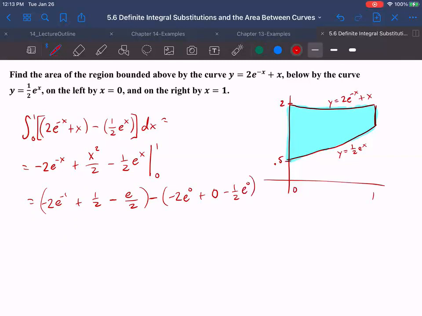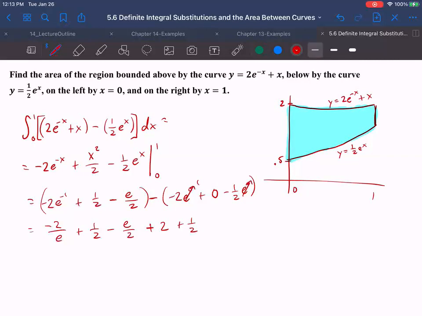And so e to the 0, anything to the 0 is what? 1. So that guy's a 1. This one's a 1. And so what we end up with is negative 2 over e plus 1/2 minus e over 2. And then we get minus a negative 2, so it becomes a plus 2. And then minus a 1/2 becomes a plus 1/2, right? Distribute that minus sign all the way through.